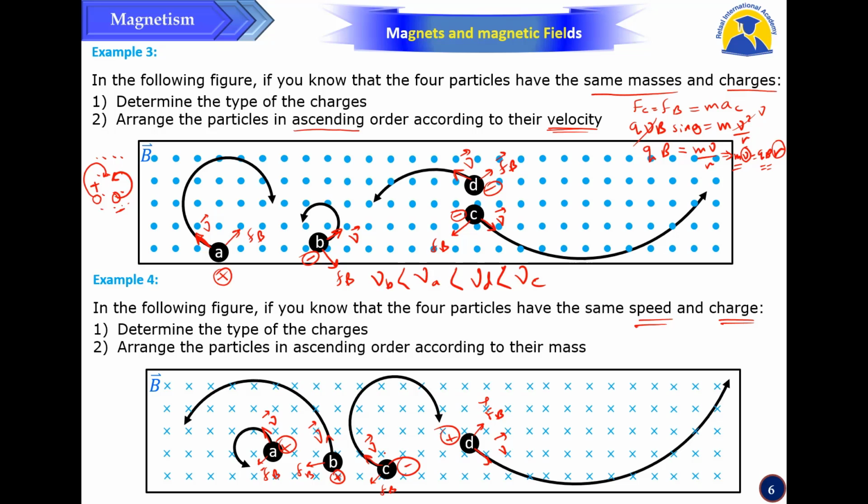So this one is positive. If we want to follow the rule, if the direction of the magnetic field is negative z and the particle is moving clockwise, the charge is negative. If the particle is moving counterclockwise, the type of the charge is positive, which is the opposite of example 3, because the direction of the magnetic field is opposite, so the rule will also be opposite.